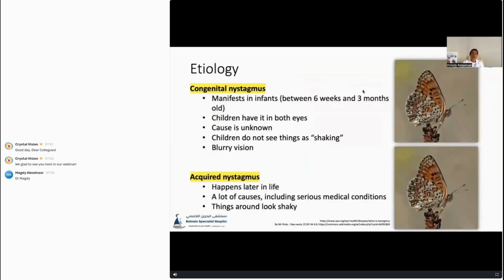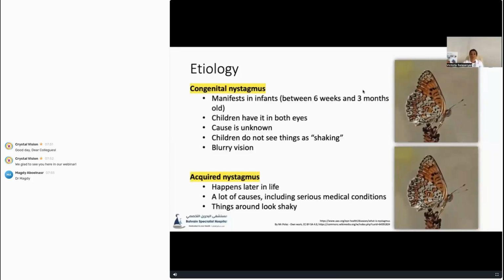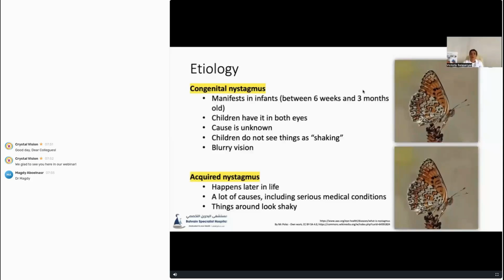There are two types of nystagmus, congenital and acquired. Congenital nystagmus starts in infants, usually between 6 weeks and 3 months old. Children with this condition tend to have it in both eyes, which move side to side. Usually doctors don't know the cause of the nystagmus in children, although it may be inherited, passed down from parent to child. Children with nystagmus typically don't see things as shaking. Instead, they may have some blurry vision.